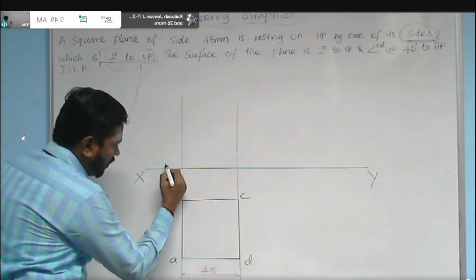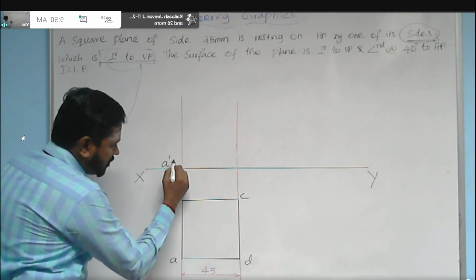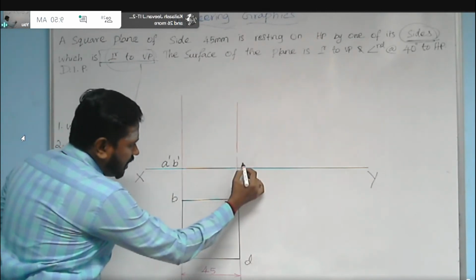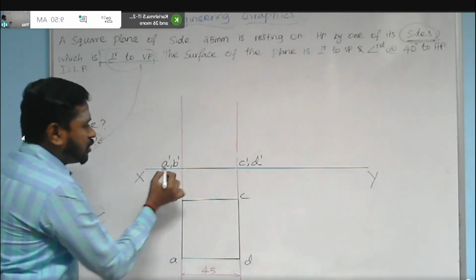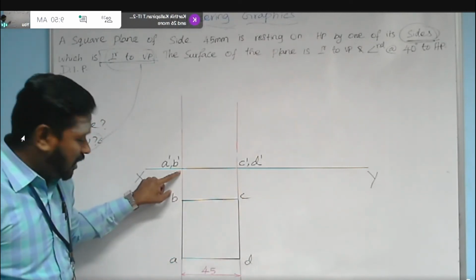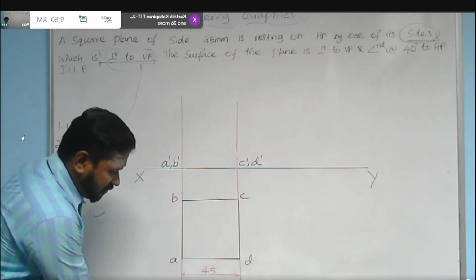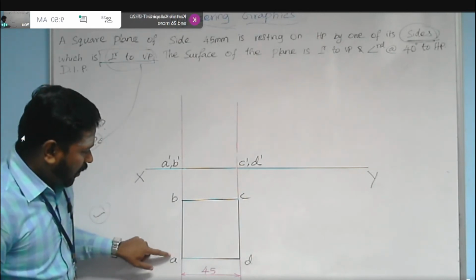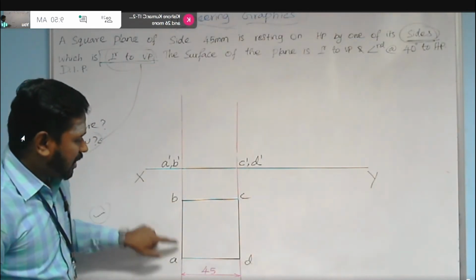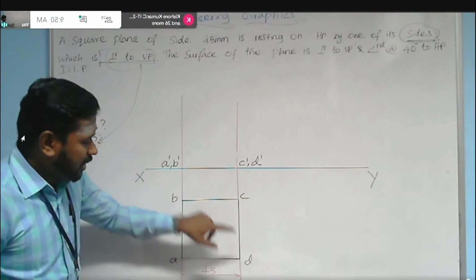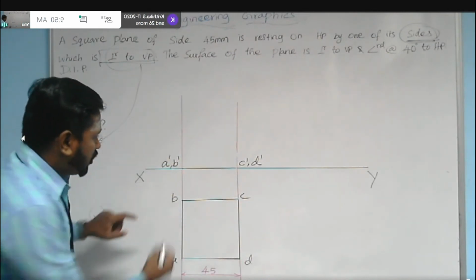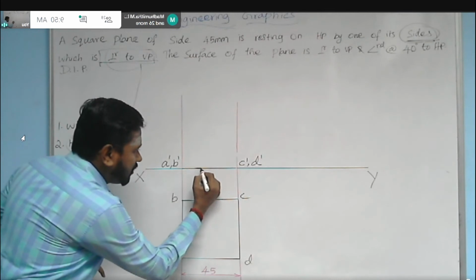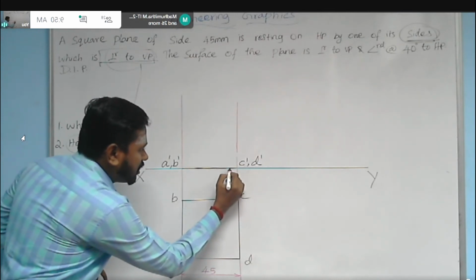So here I am having A dash, B dash, and there C dash, D dash. Why am I marking 2 names at a single point? Because when you look from the front, the points A and B have a common projector. Similarly, the points D and C also have a common projector. So here itself your complete front view will be obtained. This is nothing but your complete front view.